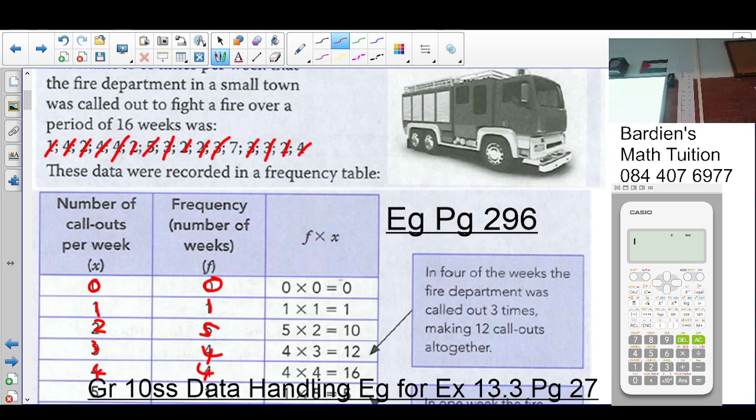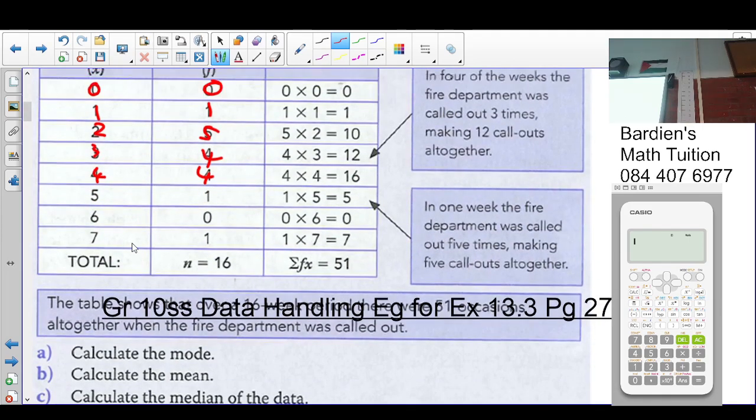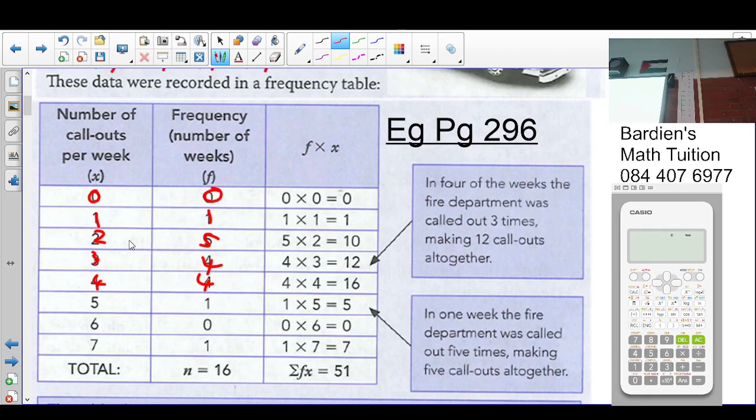5 is recorded once, 6 no, 7 once, and no 8, and so on. There's no 8, no 9, so I wouldn't represent it. The reason why I represented 6 was because 6 is between 5 and 7. Okay. You could have started at 1, no problem. But if 0 had an entry, then I would have to put 0. Okay.